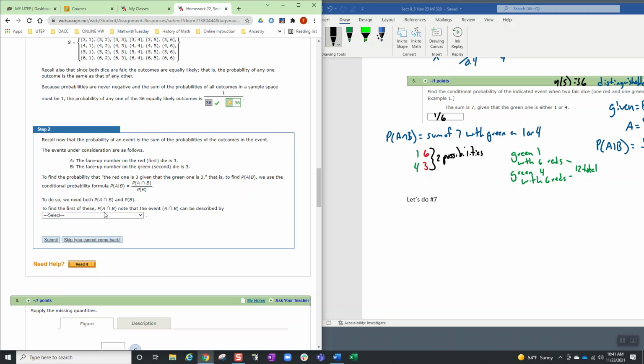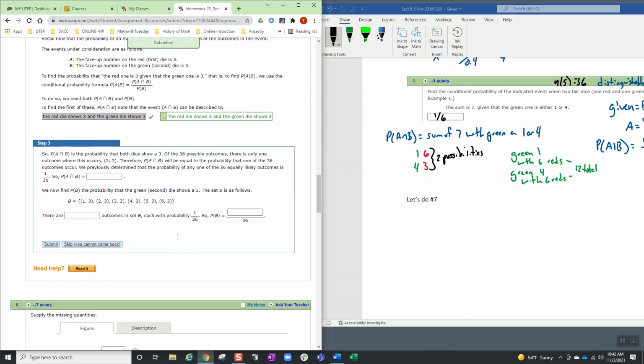To find the first of these, the intersection, note that the event is, right, what happens on red? The red die is a 3. What happens on B? Green die is a 3. So the intersection is and, right? It's like the A just needs a little crossbar right here, and you can make an A for and. There we go, and. So it's going to be this one, all right? Intersection and. Intersection and.